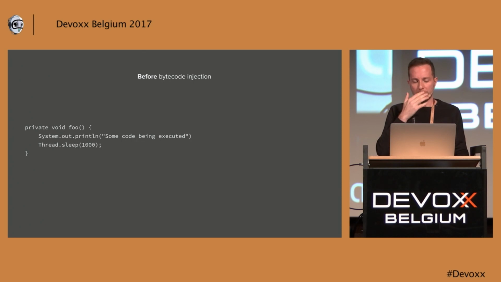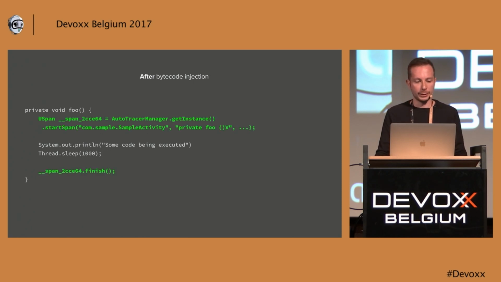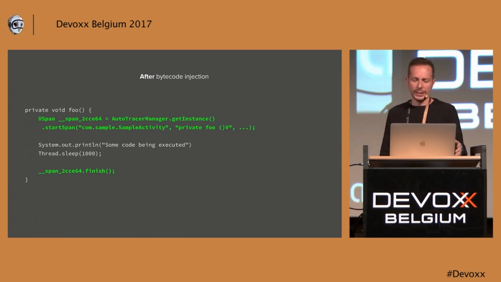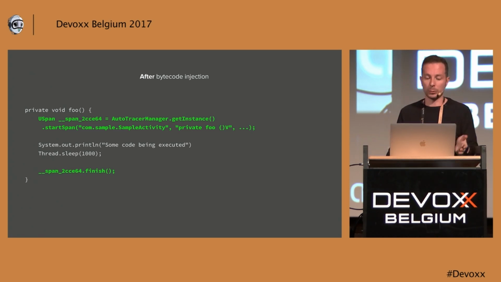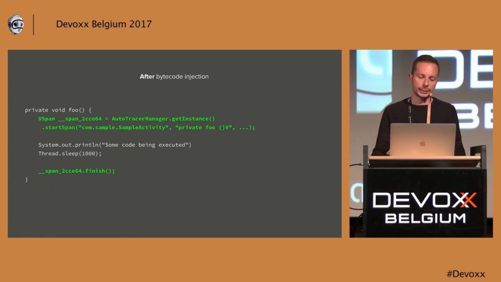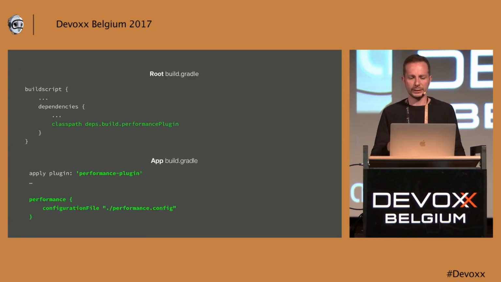So how does this bytecode injection work? Let's say that you have a simple function that is executing some code. That's just for an example. Bytecode injection, with our transform, is basically going to inject an instruction at the start of the method and at the end. It's simply called start, and as arguments it puts a bunch of specific information about the function, like the class name, the fully qualified class name, the method signature, and a bunch of other things that are used to describe the function itself. And then at the end, we just simply call finish.